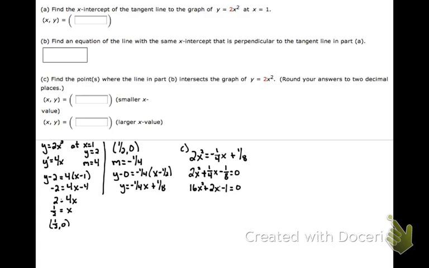Alright, so now that everything has been fixed, if we use the quadratic formula, we'll end up with negative 2 plus or minus the square root of 68 over 32. And in decimal form, the two solutions, the x values, are 0.19519 and negative 0.32019.